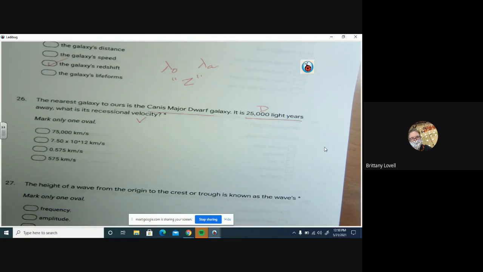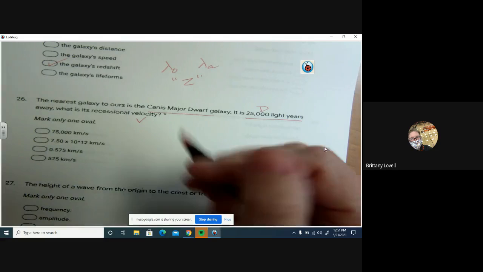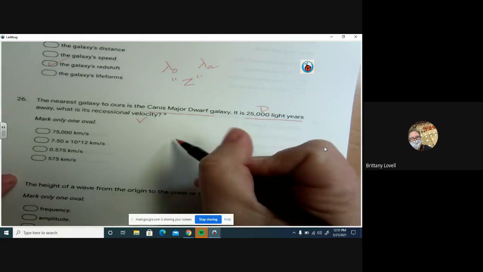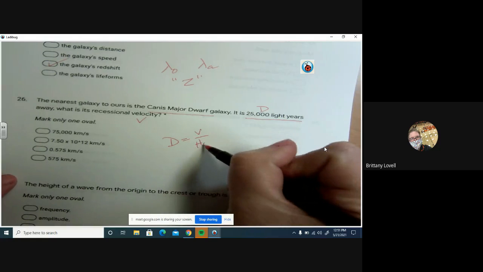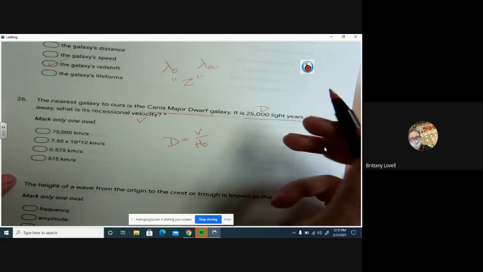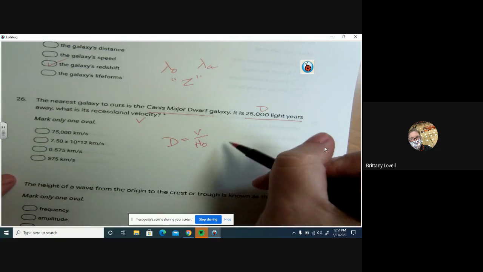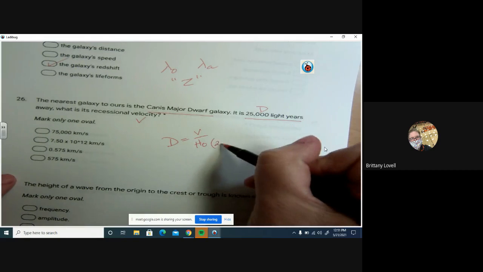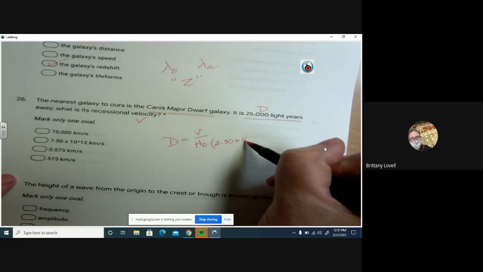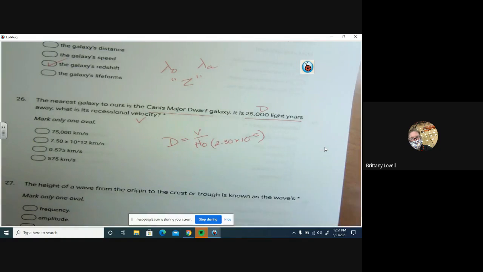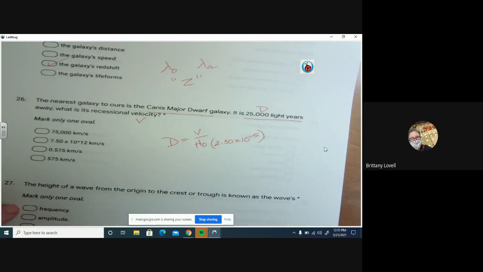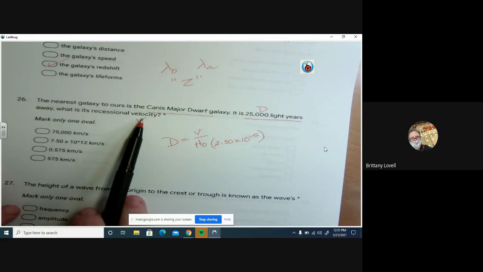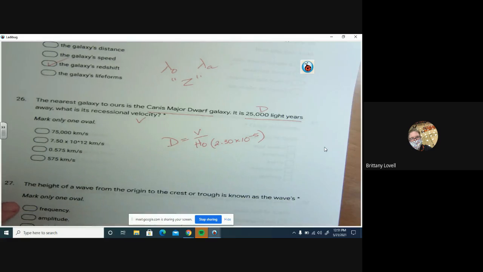We had a formula for this, and I think my third hour class wrote it up here. Yeah, they did. If you're trying to find distance, it's velocity over Hubble's constant, and Hubble's constant is this number right here, 2.30 times 10 to the negative fifth. That's the formula: distance is equal to velocity over Hubble's constant. They're asking you to find velocity, though. How would you get this V all by itself?